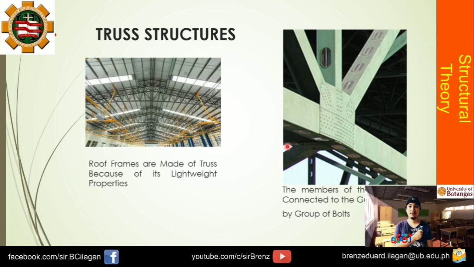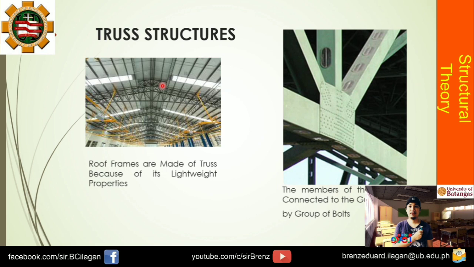Okay, so let's look at what a truss looks like. Normally you see it in roofs, right? In long span roofing. At the same time, you also see it in bridges. So roof frames are made of truss because of its lightweight properties. And normally the shape of a truss should form a triangle shape.